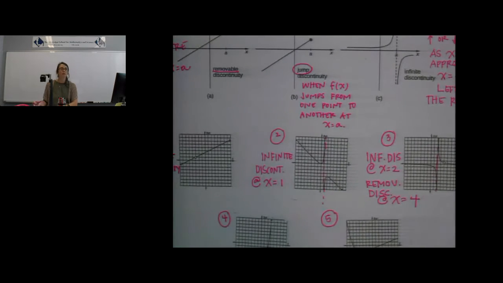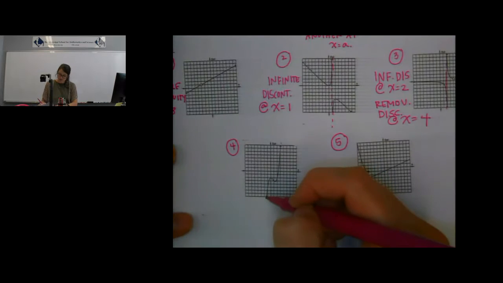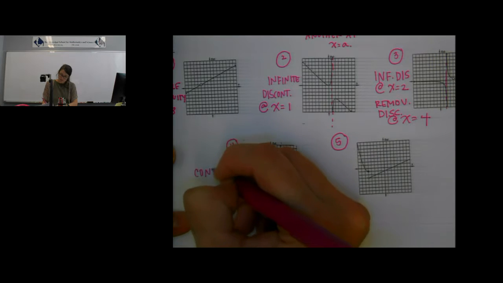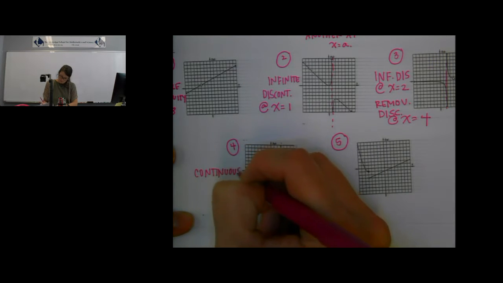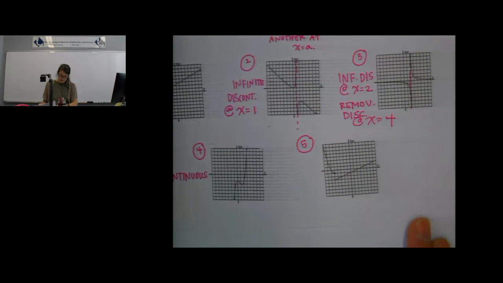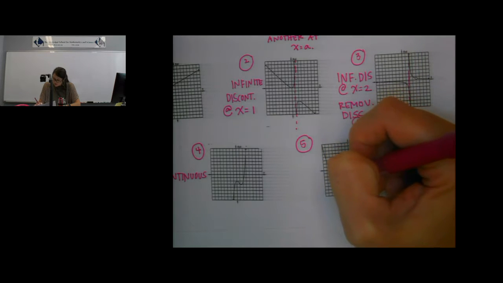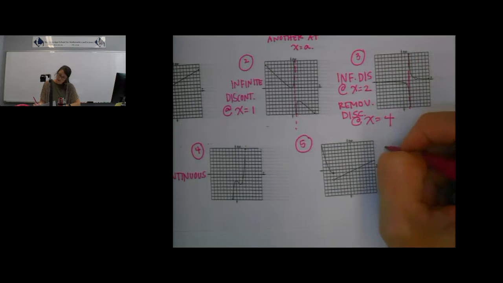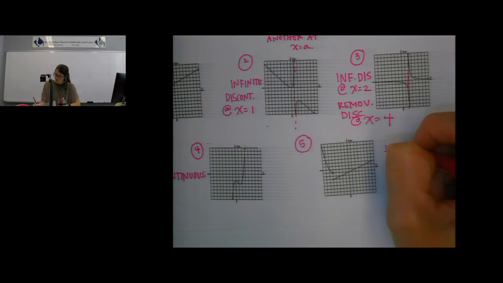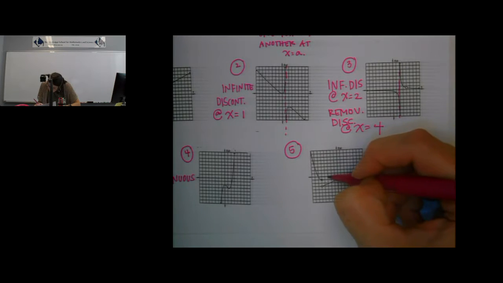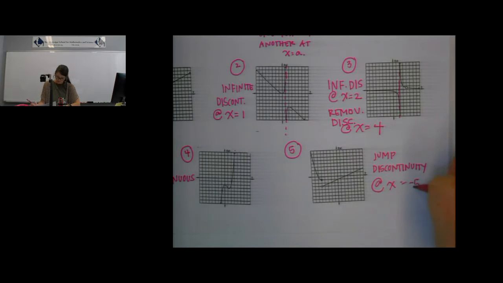Okay. Number 4 down there is no break in my graph, so this one is just going to be continuous. And then number 5, here I'm coming to one point from the left side, then I'm going to jump and have another graph all the way. So this is called jump discontinuity at x equals negative 5.